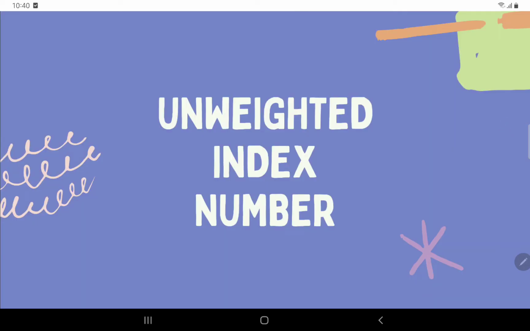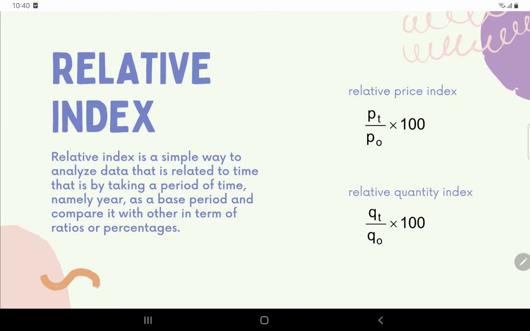So let's take a look at the first part. Okay, it is about the unweighted index number. Okay, the relative index. Relative index is a simple way to analyze data that is related to time. Okay, and that is by taking a period of time in year as a base period, and we compare it with other in term of ratio or percentage.